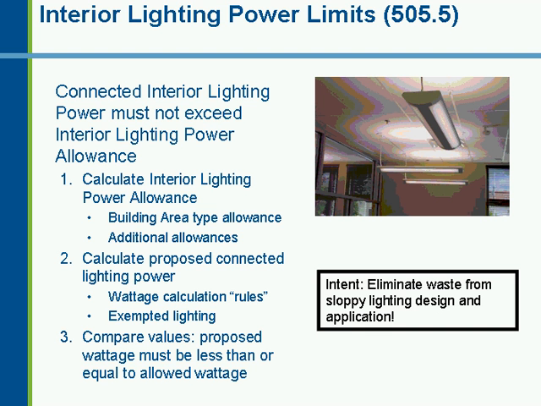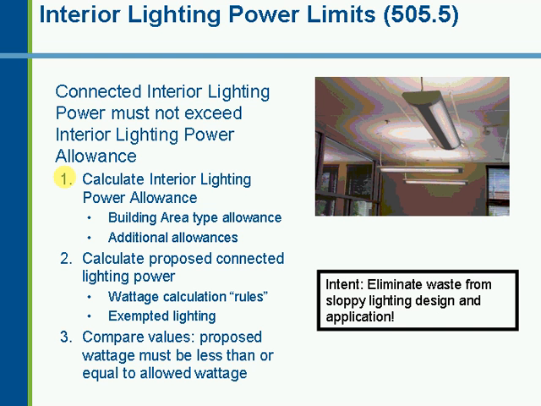The other major requirement for interior lighting is on the interior lighting power limits, and this is where you're allowed a certain wattage limit that you can't go over and still meet the code. The basic requirement is that your connected interior lighting power must not exceed the interior lighting power allowance for that building type. And 3 simple steps here.